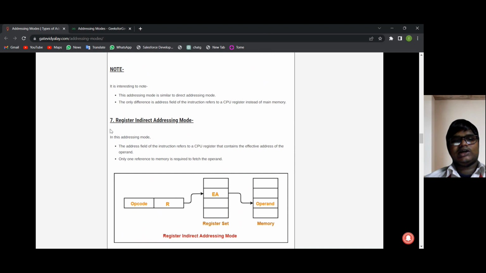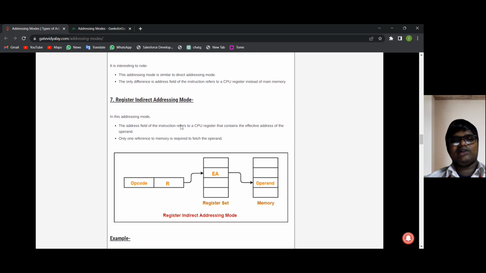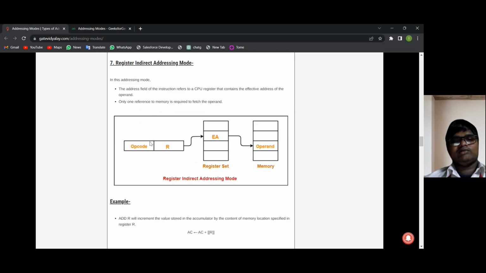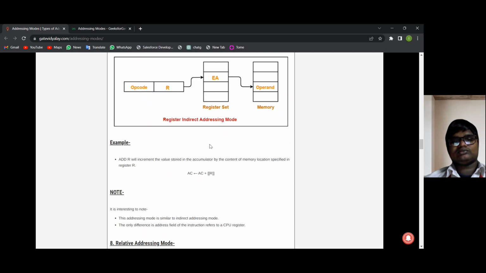In this addressing mode, the addressing field of the instruction refers to the CPU register that contains the effective address of the operand. Only one reference to memory is required to fetch the operand. The block diagram of the register indirect addressing mode is here. Here we have opcode and R. This R represents the effective address of the register set. This effective address value directly represents the operand in the memory.